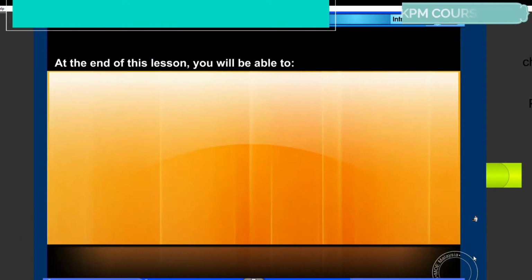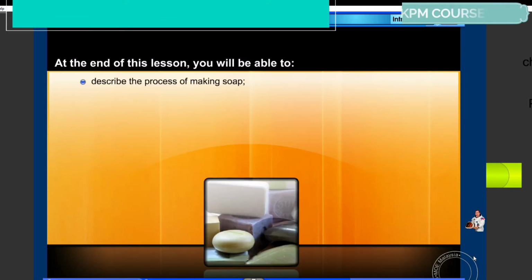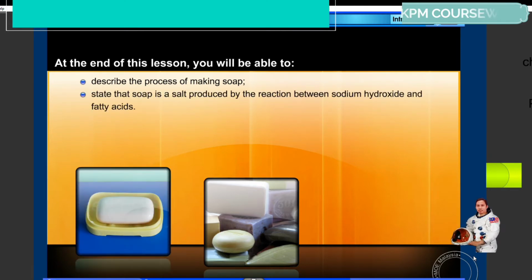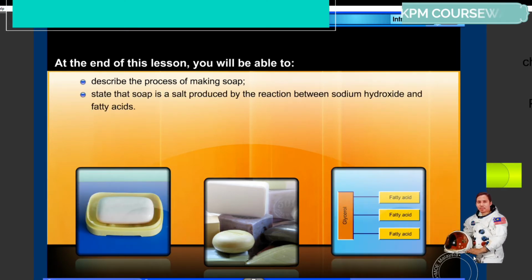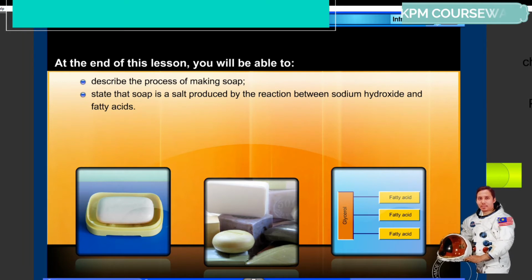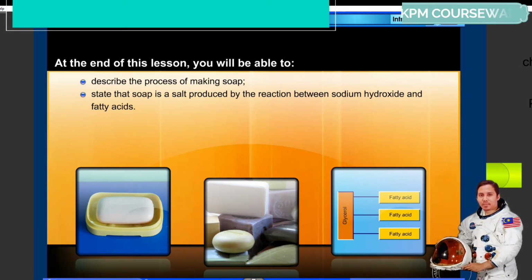At the end of this lesson, you will be able to describe the process of making soap. State that soap is a salt produced by the reaction between sodium hydroxide and fatty acids.